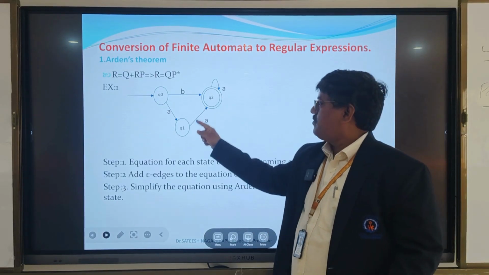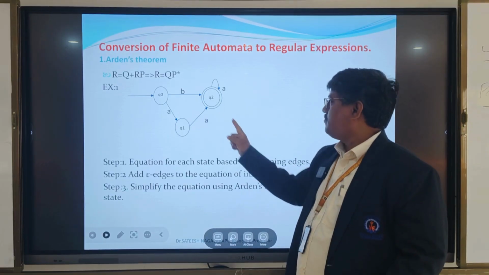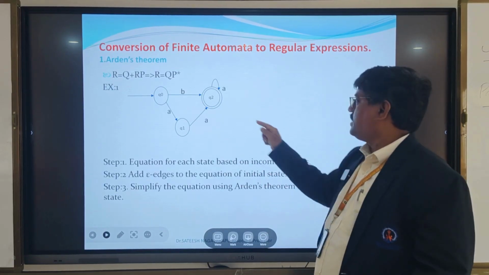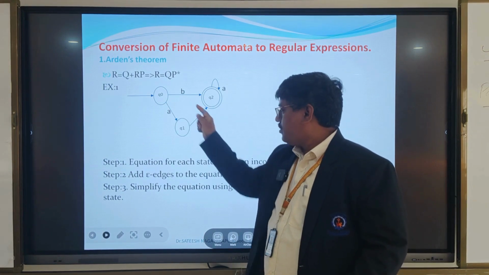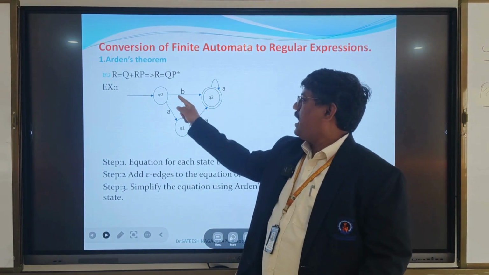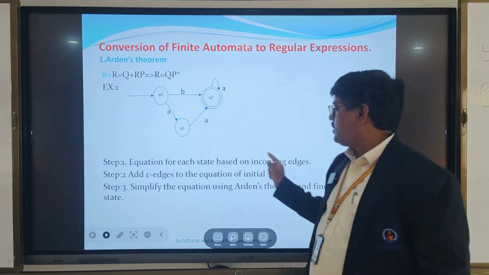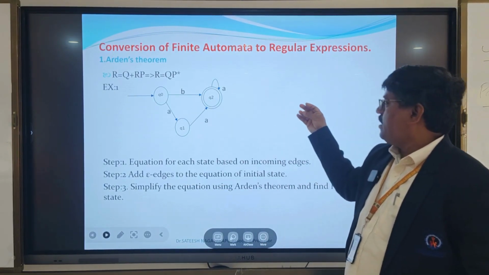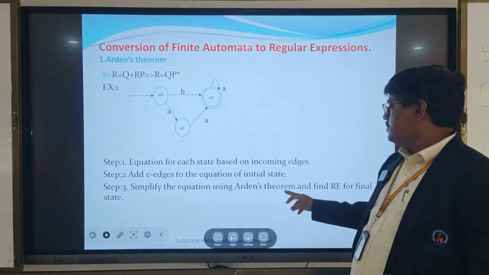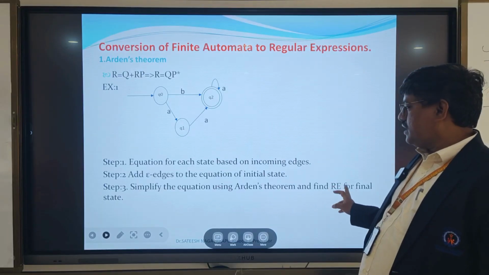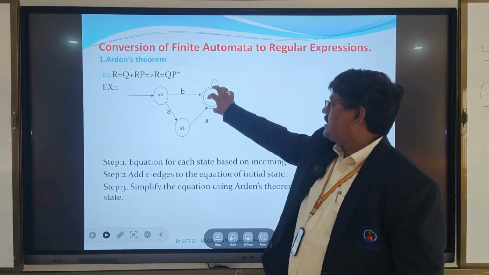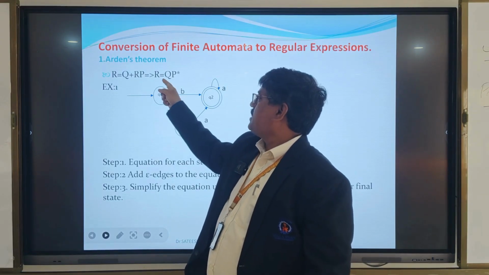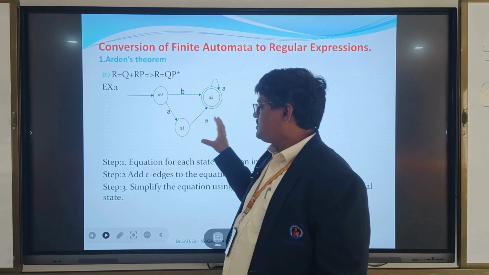First, for every state we need to identify the equation based upon the incoming edges. Second, we need to add epsilon for the initial state. Third, we need to simplify the equations, for Q0, Q1 and Q2, and derive the regular expression for the final state by using Arden's theorem, where R equals Q plus RP derives R equals QP star. This is how Arden's theorem works.